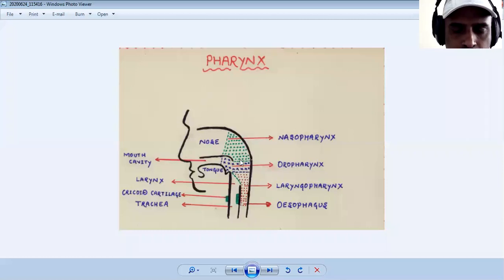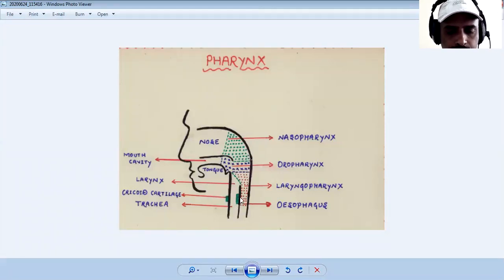So what is the meaning of this? The upper part of the pharynx is widest, the middle part is narrow, and the lower part is the narrowest. This is all about the dimensions: the total length of the pharynx is 12 centimeters, and the width of the upper part is 3.5 centimeters.